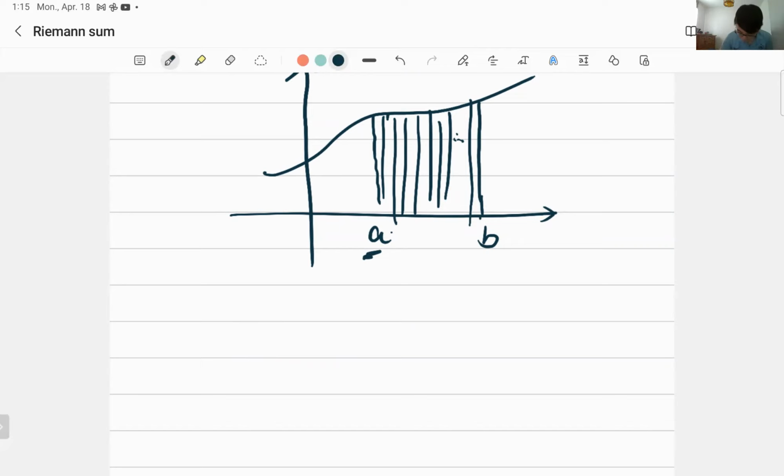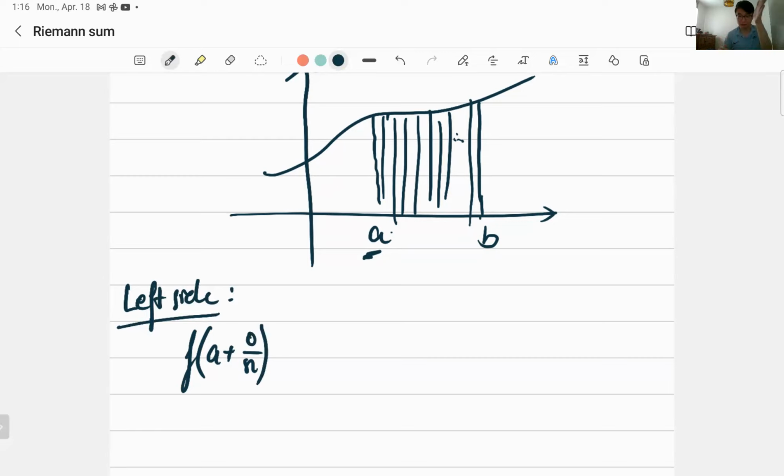And so the Riemann sum is then written as a plus 0 over n, which is just a. That means I'm measuring the left side of the Riemann sum. So let's just do the left side first, and then we can do the right side later on. The height at the left side times the width, which is 1 over n, because we divide into n rectangles. Previously we divided into 4, so the width of each rectangle was 1 over 4. But now we're dividing into n rectangles, so the width is 1 over n.